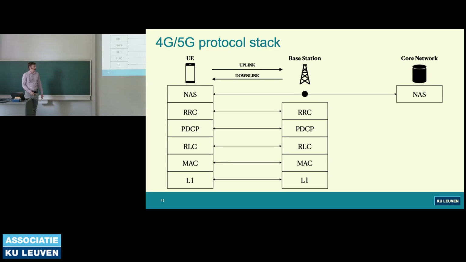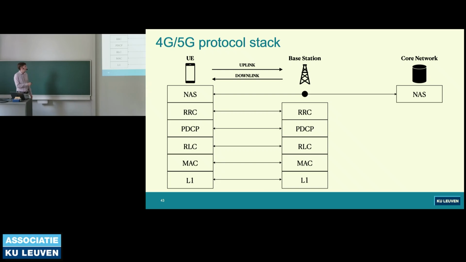First, the 4G and 5G protocol stack and the architecture in general. In 4G and 5G, we have 3 main instances in the architecture. One is called the user equipment, which is basically your phone. Second is called the base station, which is responsible for handling the radio communication with your phone. And the third is called the core network, which is basically the brain of the whole network. Amongst other things, it contains information about users, keys, etc.